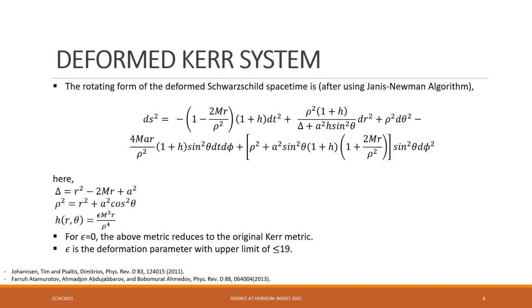One of the ways of deriving the normal Kerr metric is applying the Janis-Newman algorithm to the Schwarzschild spacetime. A similar process has been done here. Instead, we have already introduced the deformation in the Schwarzschild spacetime. So that is how we have considered that this particular metric is eligible for a deformed Kerr metric.